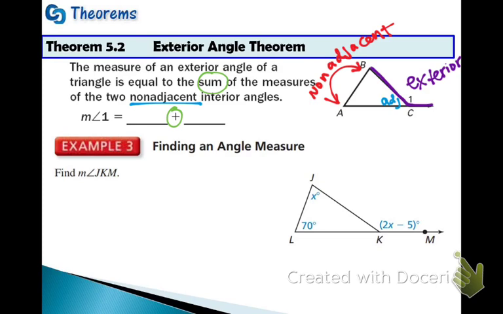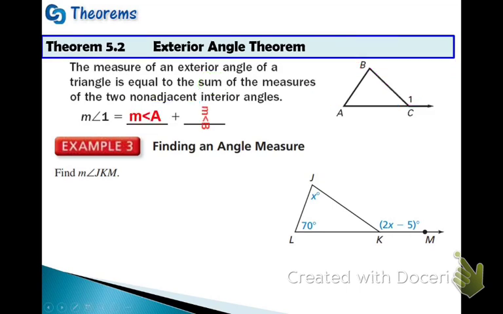So here's what you do. You add the sum of the measures of the two non-adjacent interior angles. So to find the measure of the exterior, you're going to add angle A plus angle B, and it will give you the exterior. I'll give you an example in 2 seconds. So angle A plus angle B will give you the exterior.